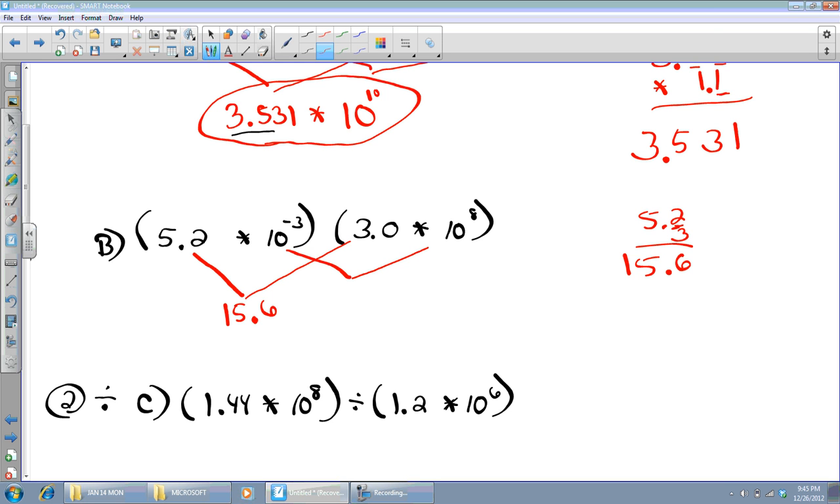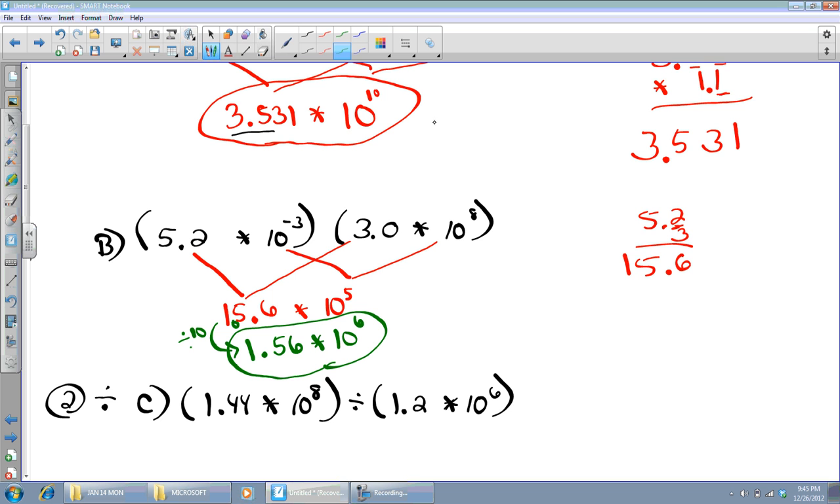10 to the negative third times 10 to the 8th will be 10 to the 5th, right? But that's not my answer because the decimal point's in the wrong place. I need it here. So I'm going to give the answer of 1.56. But how did I change this? Well, I divided by 10, right? Since the red number turning into the green one got smaller, my exponent has to get larger. Otherwise, I don't have the same number.